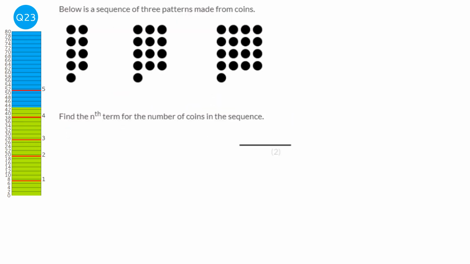Whenever we do these kind of questions, it's always best to convert the pattern into numbers. So we're just going to count the dots. So we've got 9 in the first one, then 13, 17. So our sequence is going 9, 13, 17. And we're going to see what it's going up in. So we're adding 4 each time.